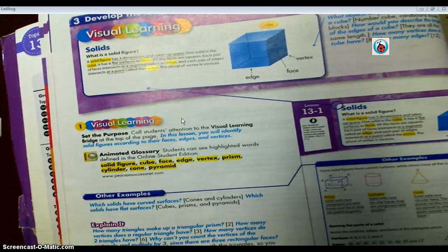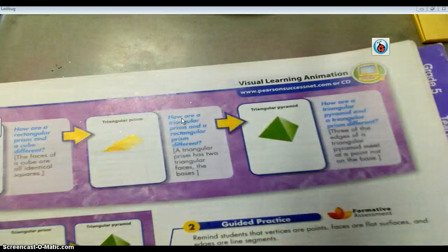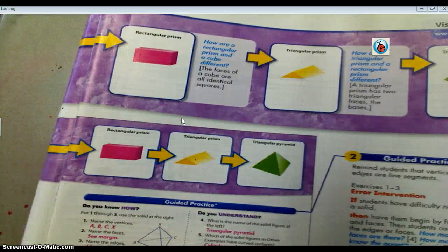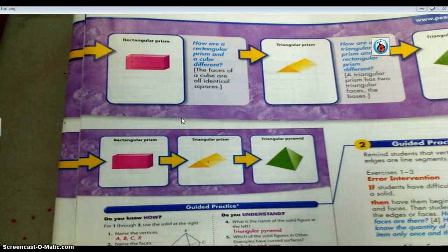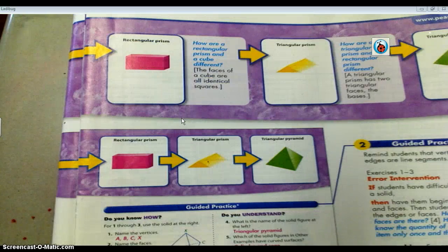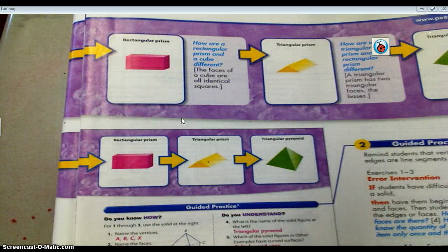And whenever we talk about these shapes today, if you look across the top of your page, it shows you several different shapes. It shows you what a rectangular prism looks like, a triangular prism, and a triangular pyramid. Tell me how they come up with those names. How are they coming up with rectangular prism or triangular prism? A rectangular prism is like a rectangle, but it's just three-dimensional. A three-dimensional rectangle? Okay. What about a triangular prism?